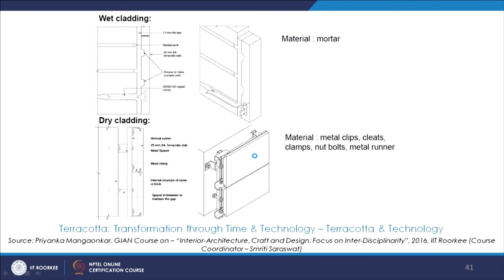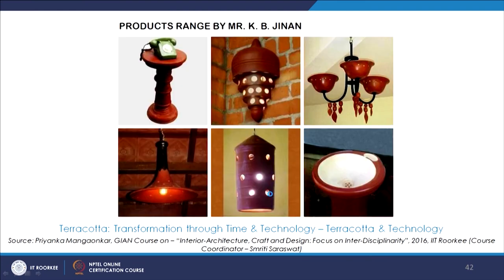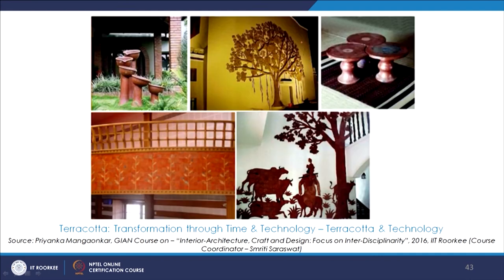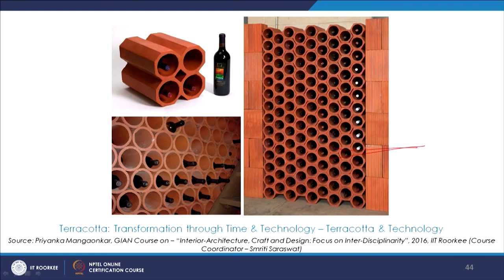So wet cladding, dry cladding, this is the mortar, and here we use metal clips and clamps, which are like old methods, but then the material is transformed and the expression has changed. We also see a product range by Mr. KB Jeenan. He has come up with a lot of products made out of terracotta, which have been highly appreciated and highly sought after, and they are used in interior architecture. We see here again a lot of murals, a lot of surface details. We see over here gardening details. Also here we see these hexagonal modules which are used as racks for keeping bottles.